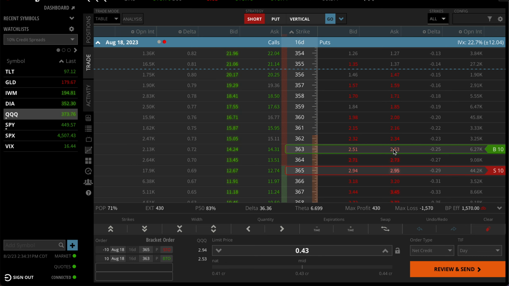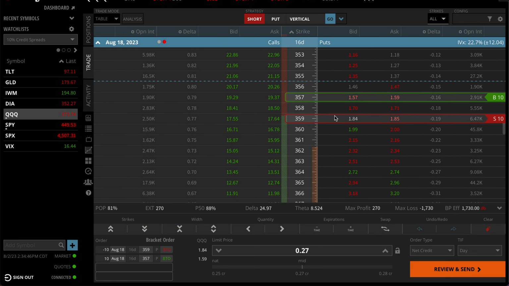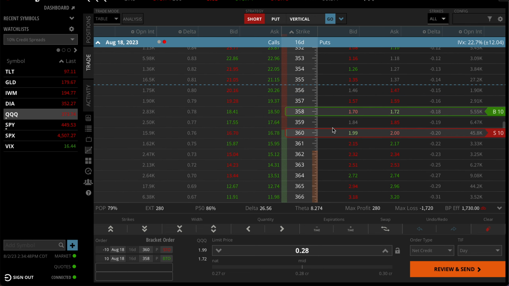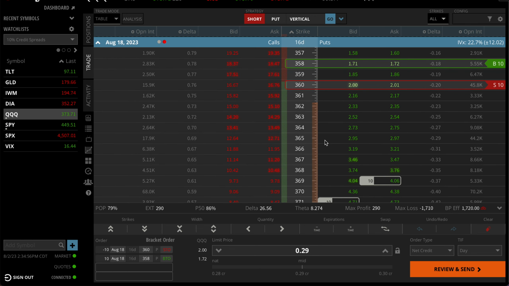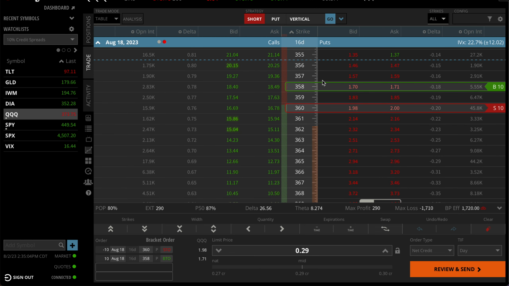However, because it's a red day and I can go out further, thus making my win rate even higher. Right now I have roughly a 90% win rate and it wants me to collect 28 cents. So I'm going to expand it out to where I can get roughly around 28 cents. Around 363.58 is where I can collect 28 cents on this trade, and I'm still further out of the money. It recommends a 365, but I can go all the way out to 360, giving me $5 of extra room, and I'm still collecting the minimum credit. So that's exactly what I'm doing here, 360 and 358.